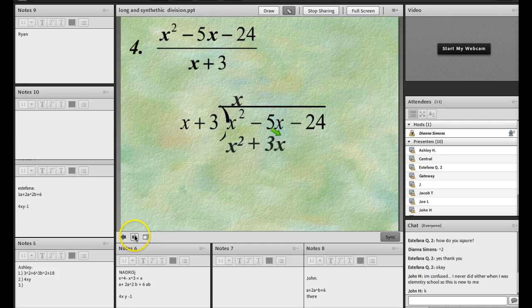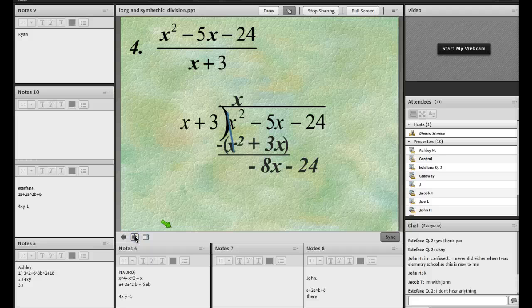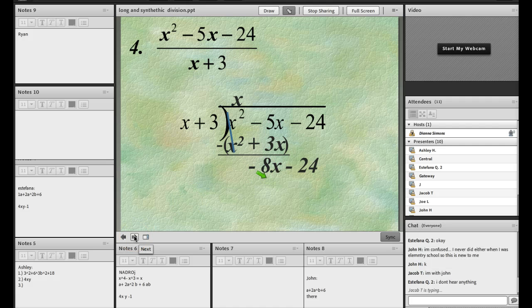Now, what we're going to do is we're going to subtract, which is what you would do if you had just had numbers, right? Okay, so x squared minus x squared is 0. Negative 5x minus 3x is negative 8x. And then I bring down the negative 24. Okay? Bring down the next term. Now, we're going to look at this x, and we're going to divide it into negative 8x. What do you think the answer is going to be?